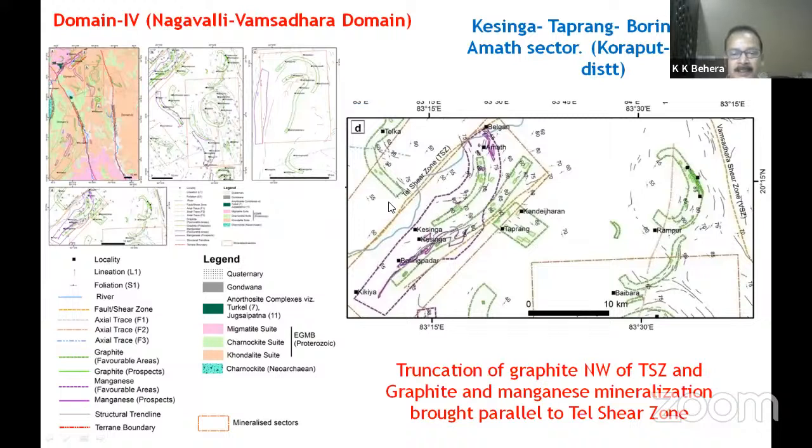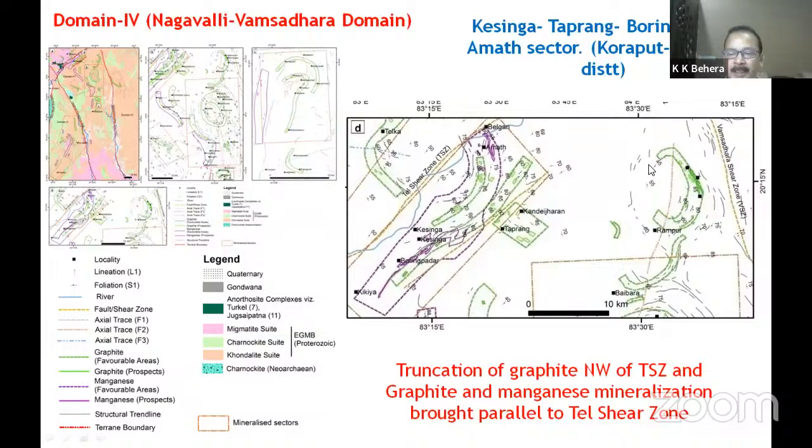This is another sector lying south of the tail shear zone. In this part, a quite interesting thing is that the graphite band lying north of this is truncating against the tail shear zone. And towards the south of the tail, all the manganese and graphite bands are parallel to the tail shear zone. So it's almost a northeast-southwest trend. And towards it, we can see just a half C kind of thing that we have given.